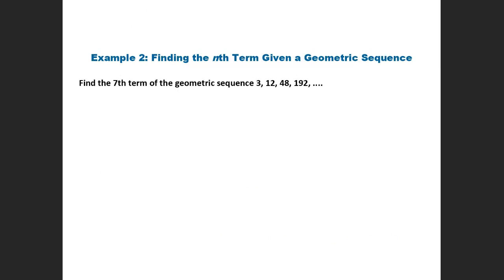So here it says find the 7th term of the geometric sequence. Okay, so I could write an equation if I wanted to and put 7 in there. We'll do it both ways. It looks like my ratio is 4, because 3 times 4 is 12. 12 times 4 is 48. 48 times 4 is 192. So this is the first term, second term, third term, fourth term. So I need the 5th, the 6th, and the 7th. I'm just going to multiply 192 times 4, and that gives me 768.